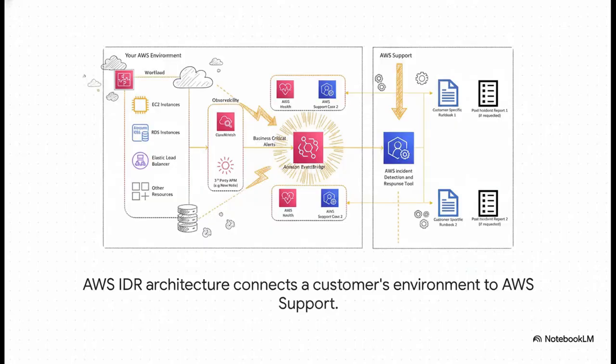Okay, so this map here lays out the whole flow. Over on the left, you've got the customer's cloud environment. When a critical service, say a database or a load balancer, has a problem, it triggers an alarm in CloudWatch. That alarm then gets funneled through Amazon EventBridge directly to the AWS IDR tool on the right. It's basically a direct line from problem to response.